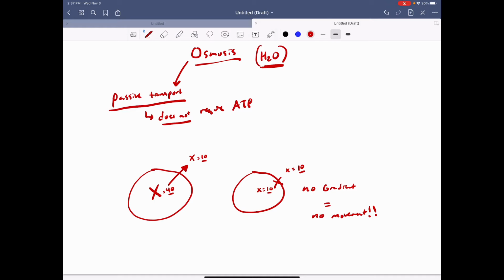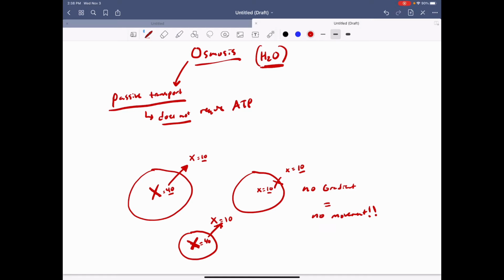Now let's do one more example. I'm going to draw another compartment or cell, whatever you want to think about. And let's just say I'm going to do X here. We'll just keep it the same. Let's do 10. And we'll do X here. And I'll draw a little bigger. Let's say it's 40 again, okay? So which way is it going to move? Of course, it's going to move out, right? It's going down its concentration gradient, okay? It goes from a higher concentration to a lower concentration, okay?